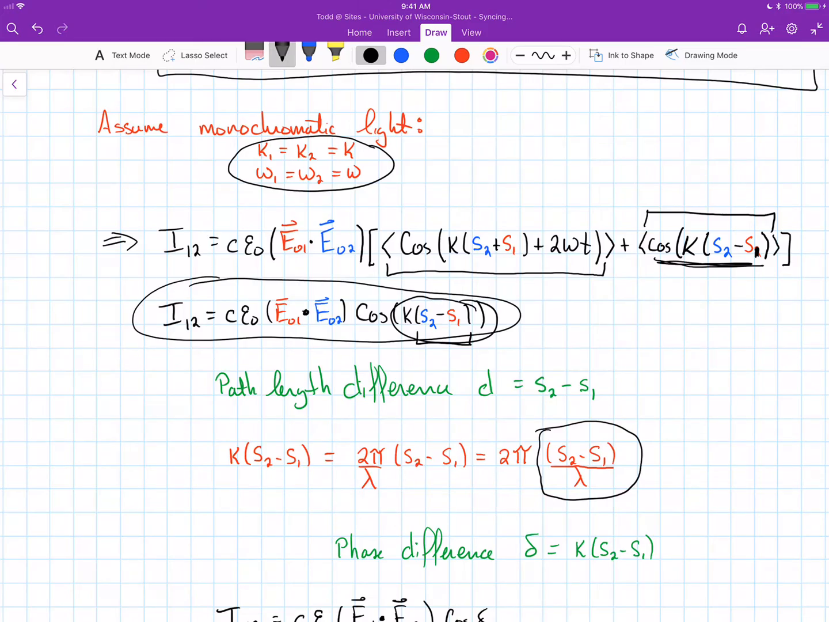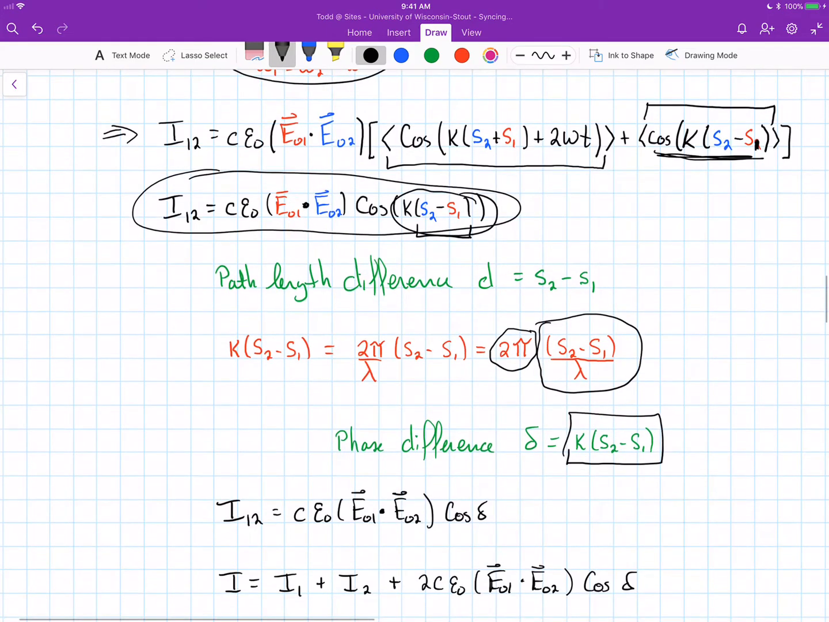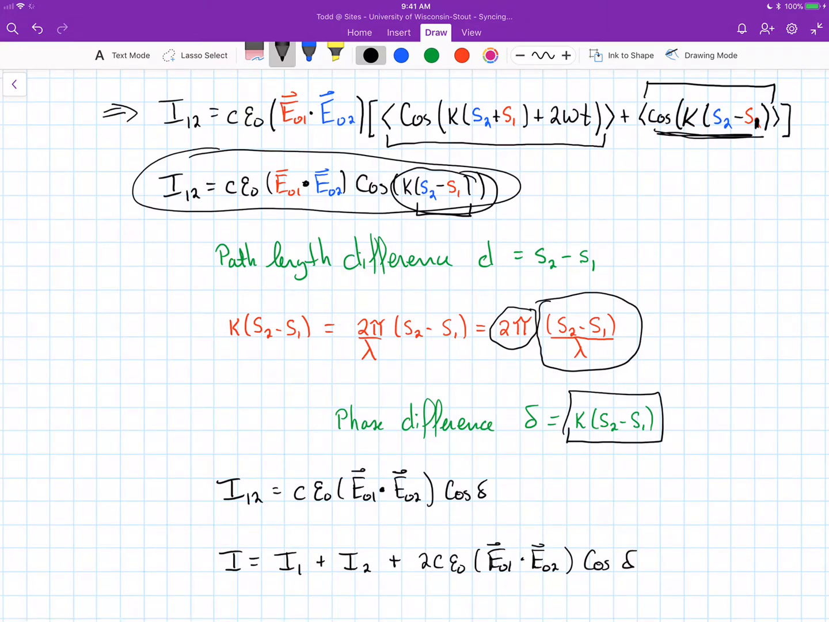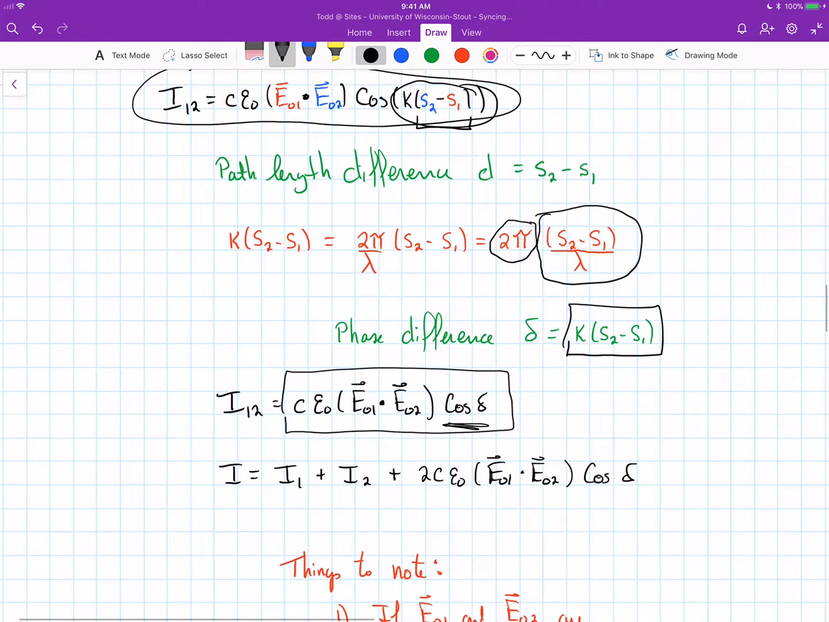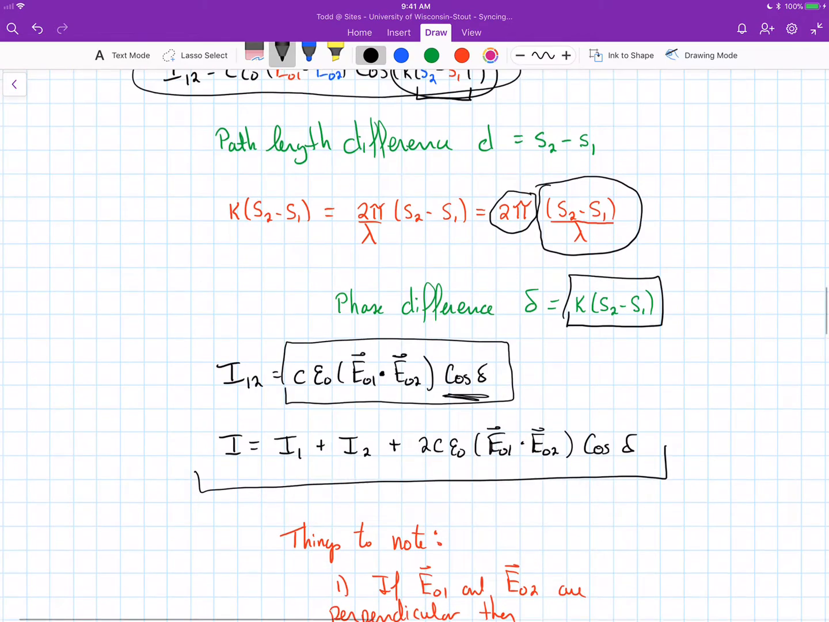And so we know that associated with each wavelength is a phase shift of 2 pi. And so this is essentially telling me the phase difference between the two waves as a result of them having traveled different paths. And so I can then define a phase difference delta, which is just k times S2 minus S1. And so from that, we get that my interference term is this thing right here. And it just depends on the cosine of the phase difference that results from the two waves traveling along different paths. And so when we go ahead and plug that back into my original irradiance, this is what we get.